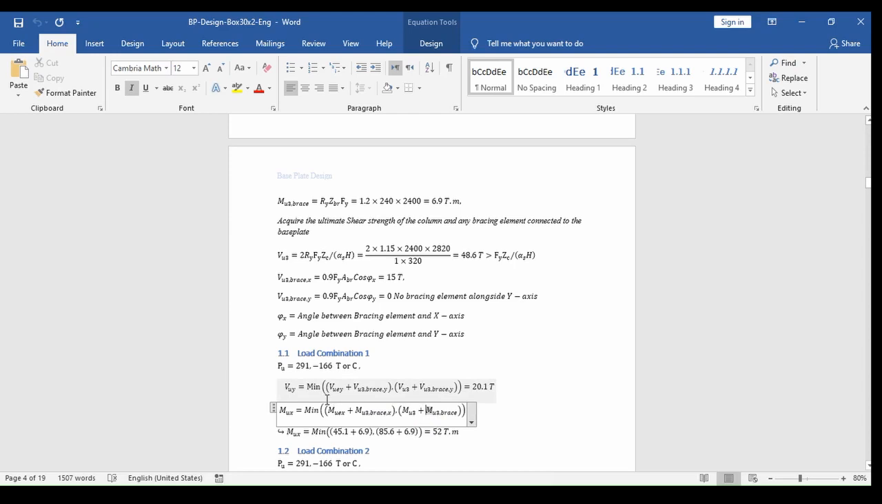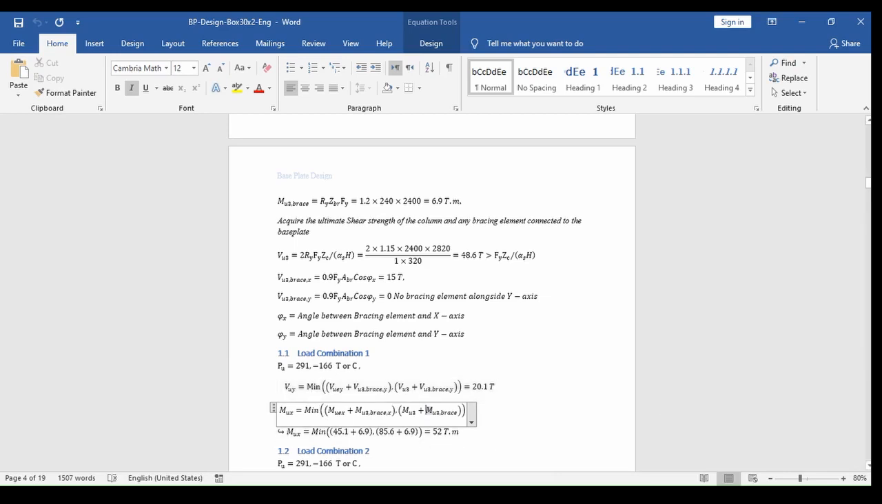And as I said earlier, we have to put VUY and MUX in the same load combination because it is more likely to have maximum MUX and maximum VUY in the same combination. It is not a universal thing. It happened in my case. You should check your connection to determine whether VUY and MUX happen simultaneously at their maximum amounts.